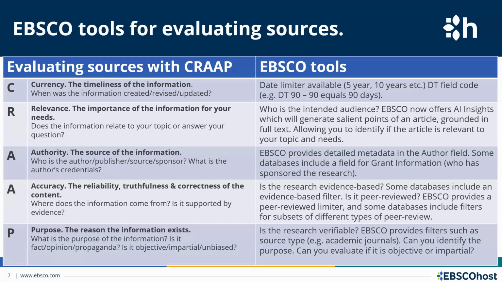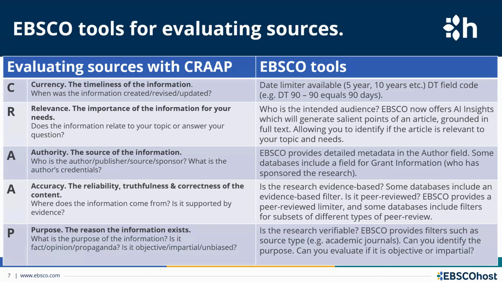Where does the information come from, and is it supported by evidence? So again, in EBSCO, we can review if a piece of research is evidence-based, and some databases will include an evidence-based filter or limiter. We also have the peer-reviewed limiter as well. And some databases may also include filters for subsets of different types of peer-reviewed journals, such as blind peer-reviewed and so on. Now, the last part of this acronym is P, which is the purpose.